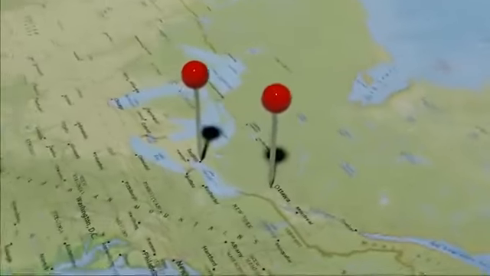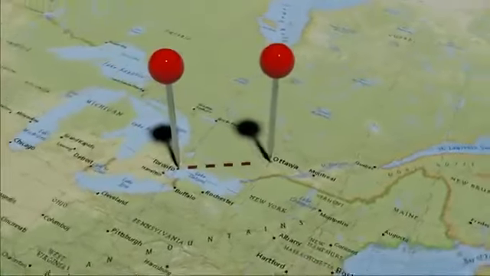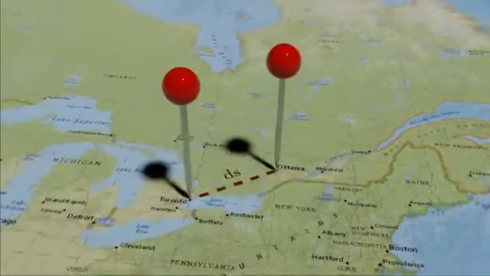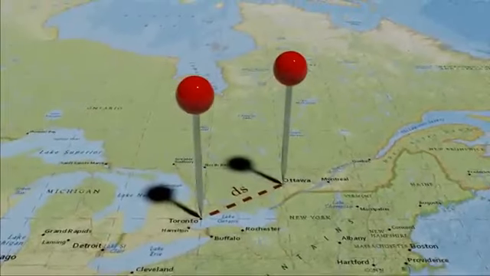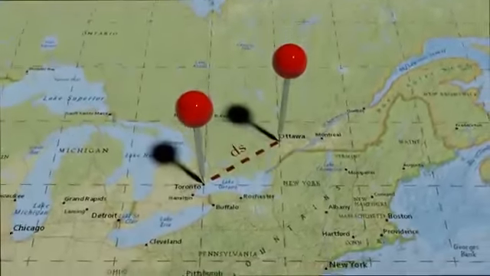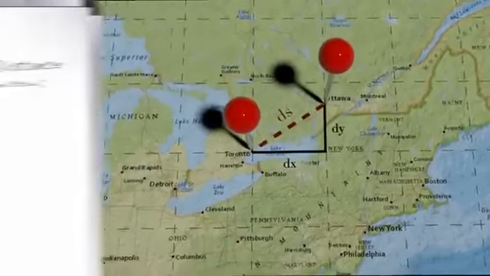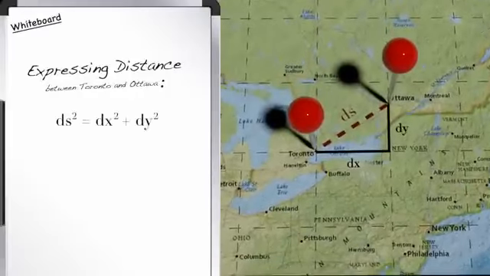Consider two nearby locations on a map. How can we describe the distance between them? We can start by expressing such a distance in terms of the map coordinates, dx squared plus dy squared.